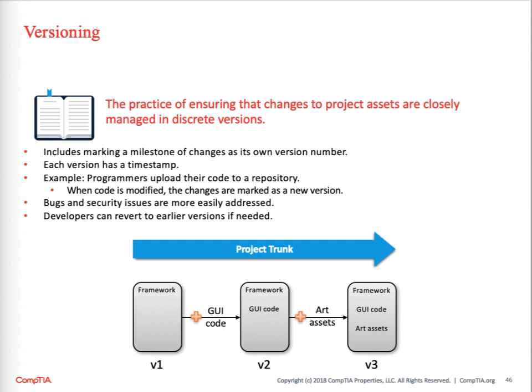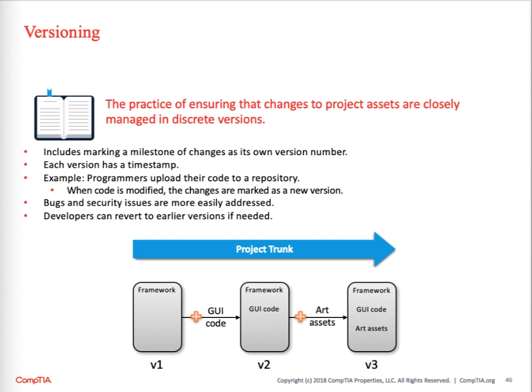An example here would be uploading your code to a repository, and then when the code is modified, changes are going to be marked as a new version. If you're familiar with Git, it allows you to update code as you go along. We can revert to earlier versions if we need to do so.